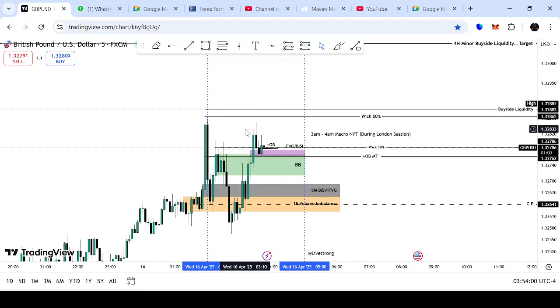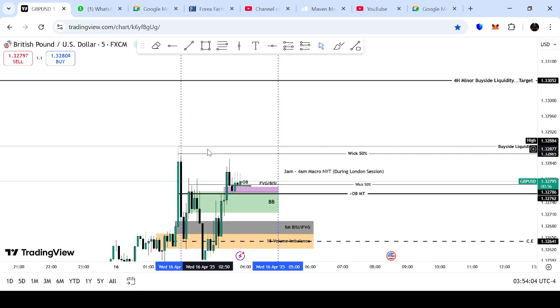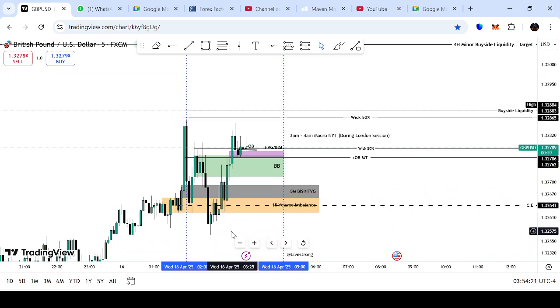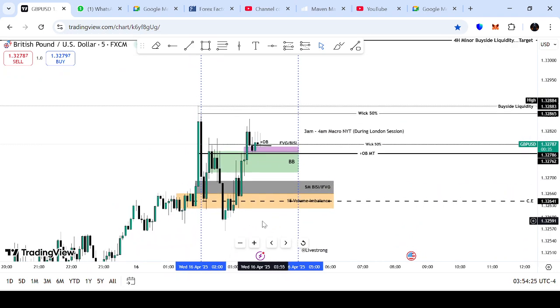Okay, so thank you for watching. We're still going to hit our target. We have the 4 hour buy side liquidity for the day. Then this buy side liquidity above here. So you study all these levels on your private time.